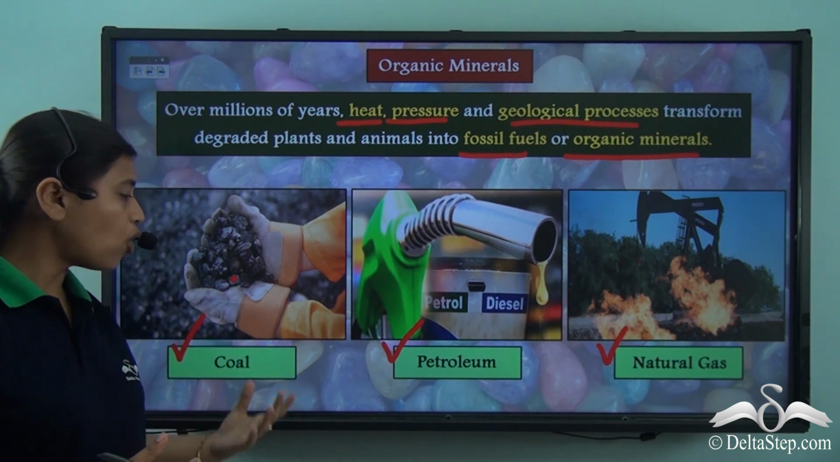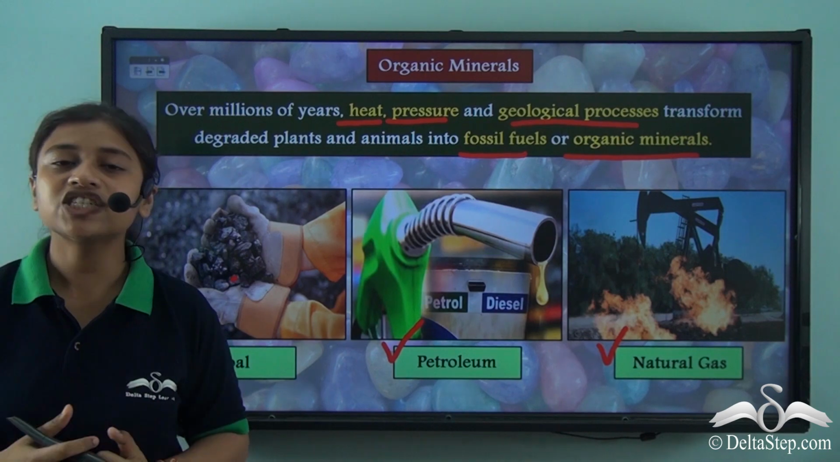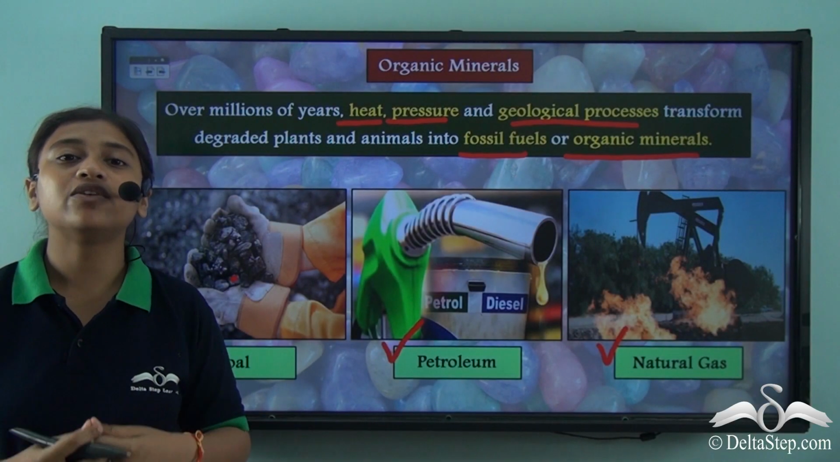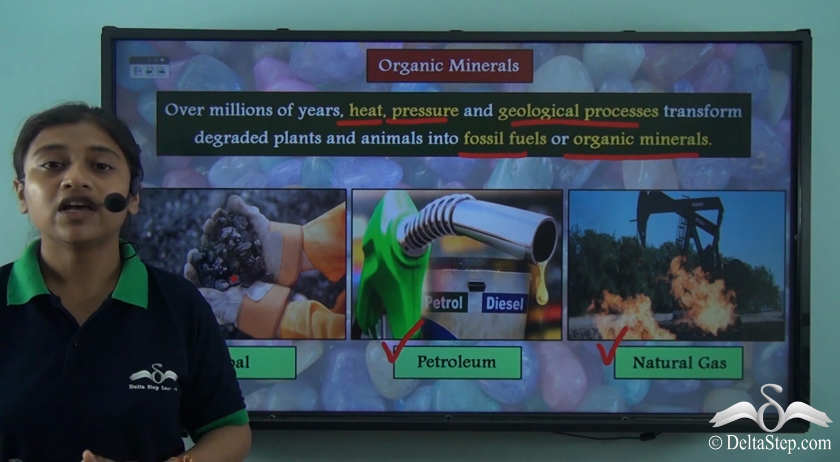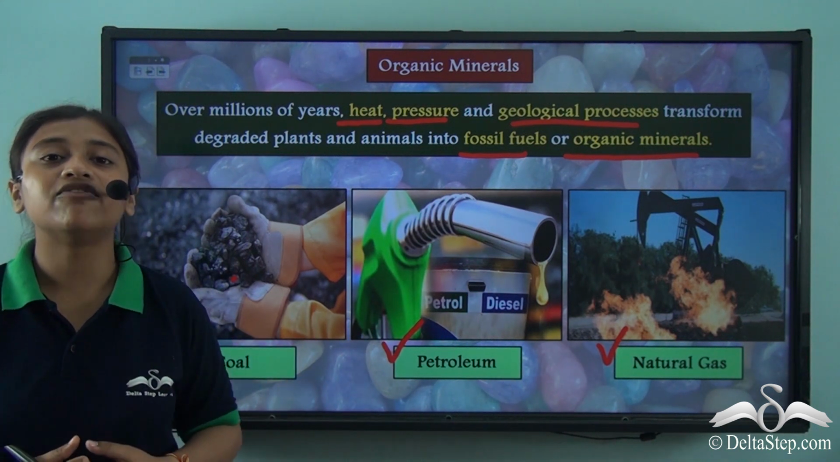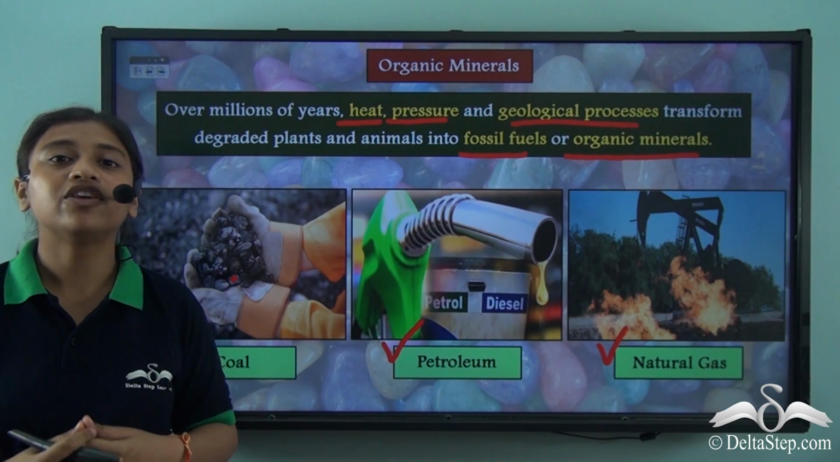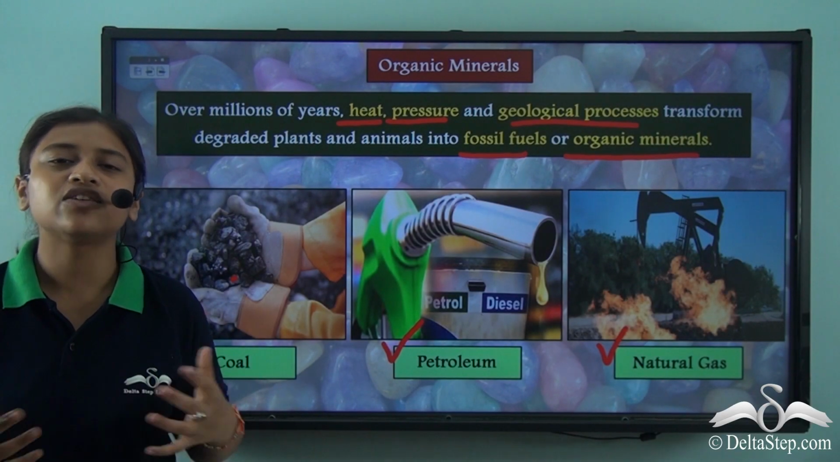Other than that, coal and petroleum are also conventional sources of energy. By conventional, I mean that they have been used since prehistoric times. So these minerals have been playing a very important role since ancient times. Until now, they have huge importance and a variety of uses.